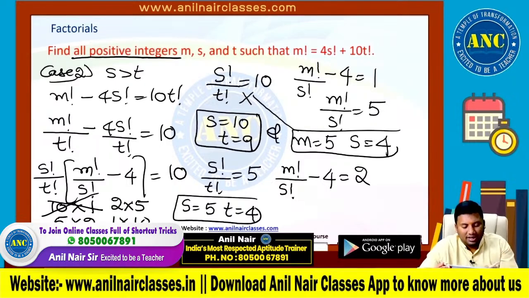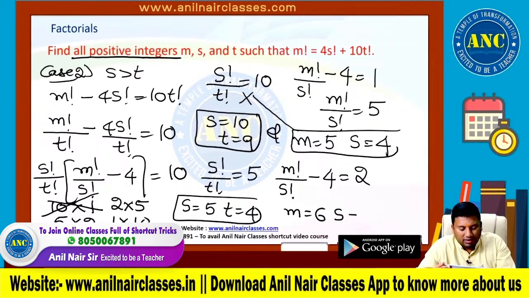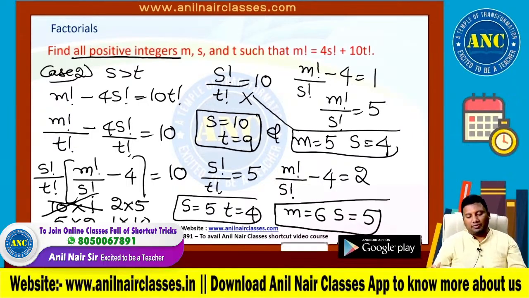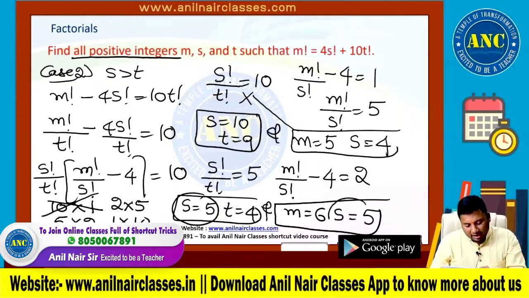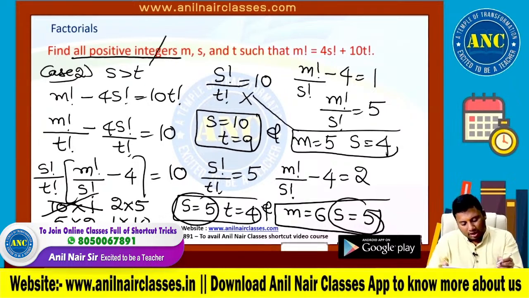Am I right? This will give you m value 6, s value 5. Because m factorial by s factorial is 6. 6 means m value 6 and s is 5 here. So how many values are we getting? Here s greater than t. I got one value. s is 5, t is 4 and m is 6.